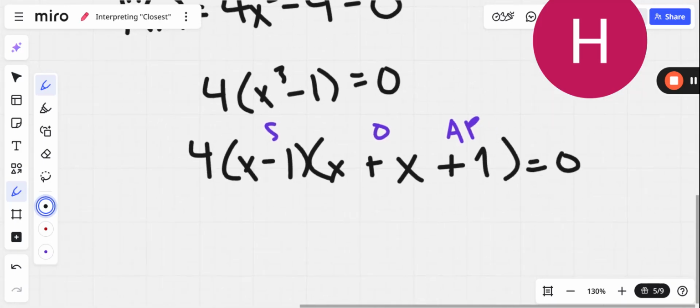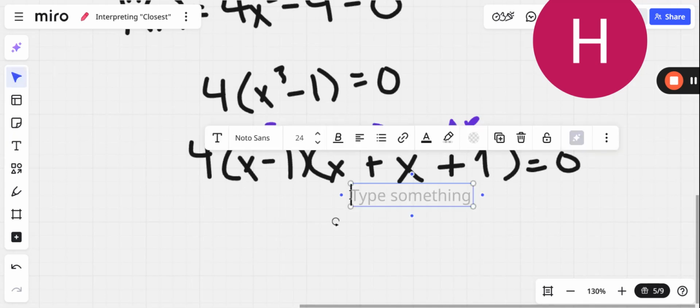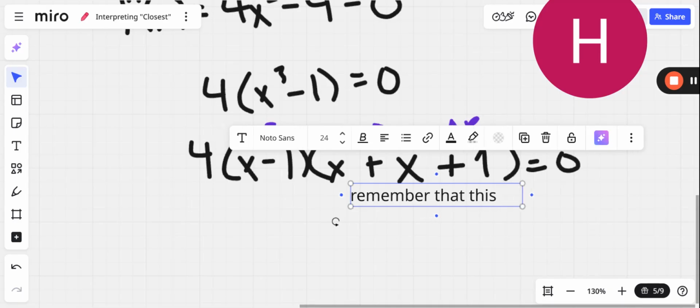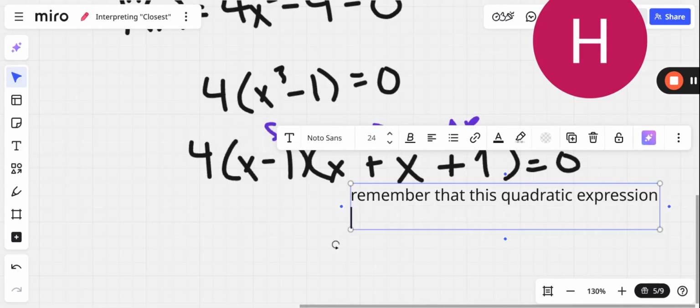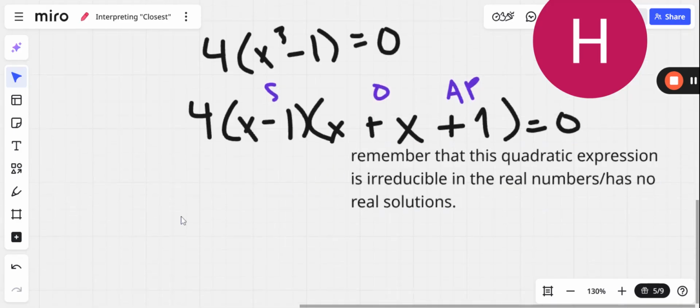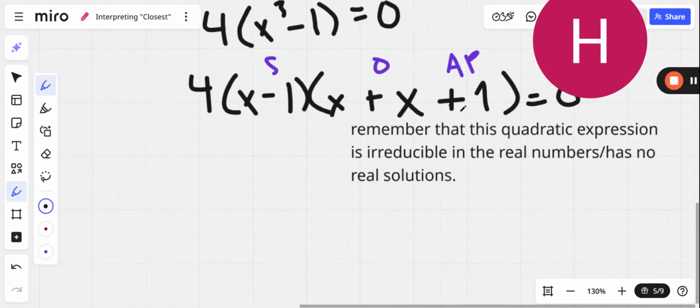So there we go. And I also want to remind you, so many reminders of pre-calculus here. So you got to know your pre-calculus to be successful in calculus. You just can't get around that. Remember that this quadratic expression is irreducible into real numbers, has no real solutions. So don't waste your time trying to find how to factor that down or break that down. You're not going to find any values to do that.